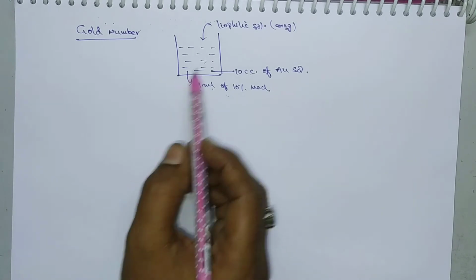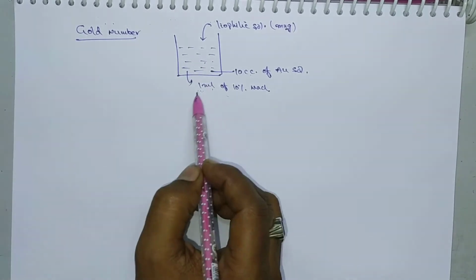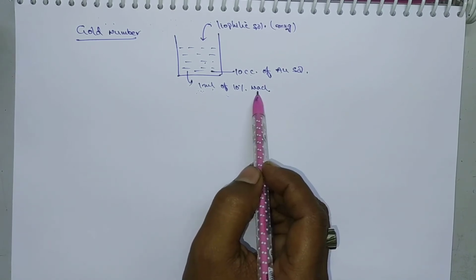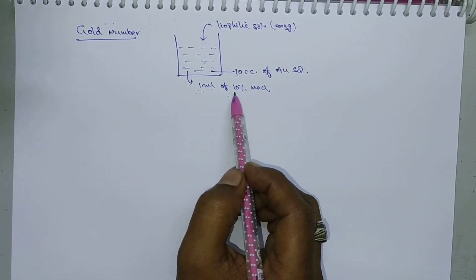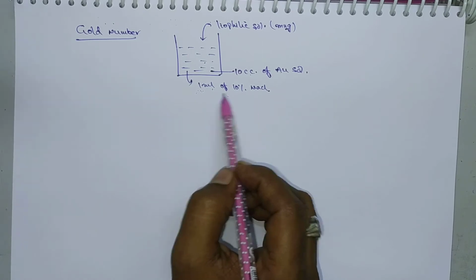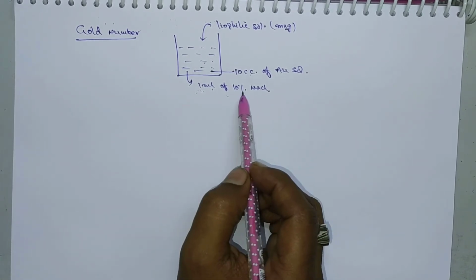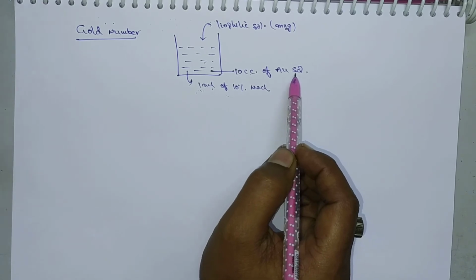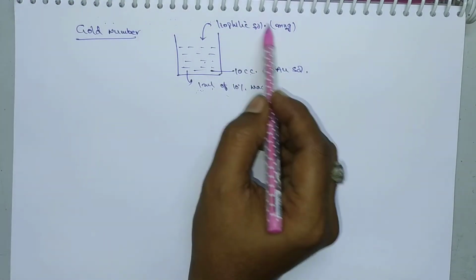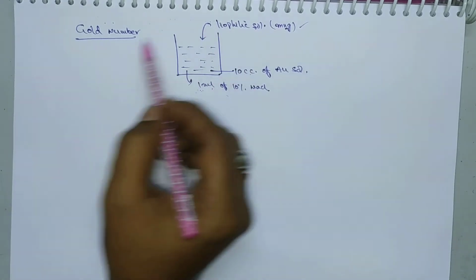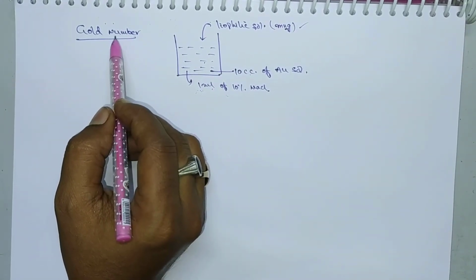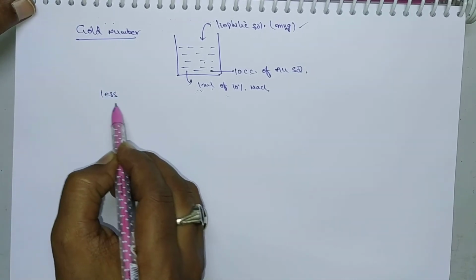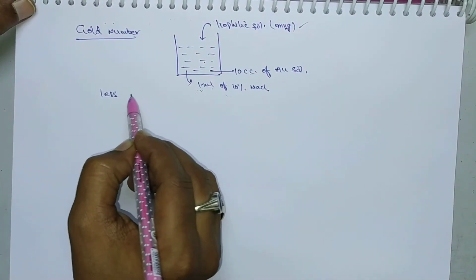Clear? Here 1 ml of electrolyte is there, and the concentration of the electrolyte is 10%, whether weight by weight or volume by volume, whatever it may be, in 10 ml of gold solution. Then how much lyophilic colloid should be added, in milligrams? That is termed the gold number. If the gold number value is less, then the protecting power will be more.